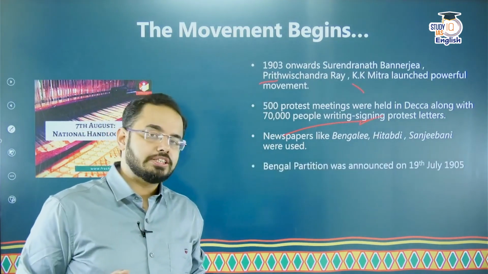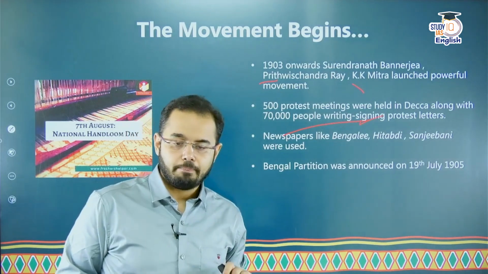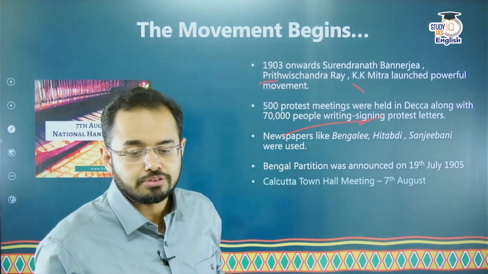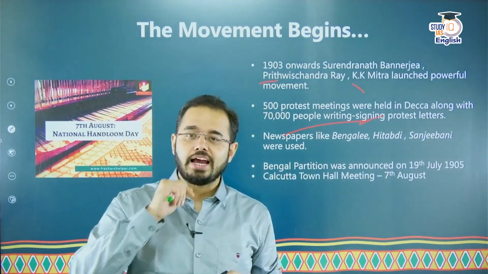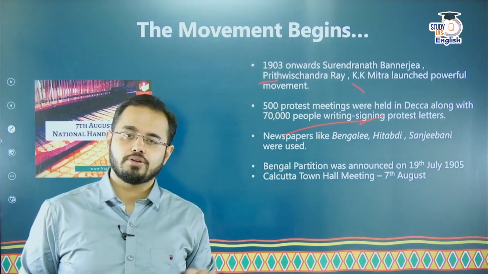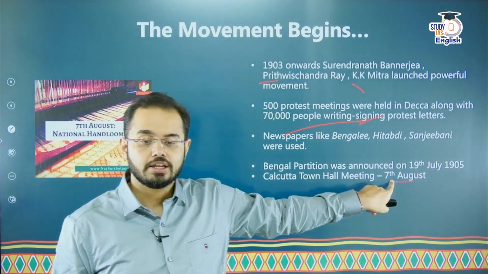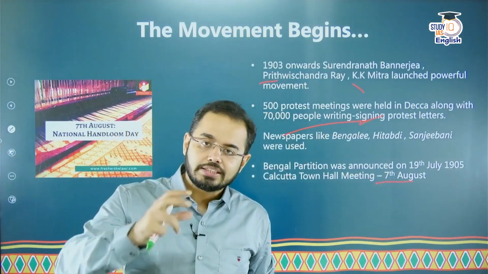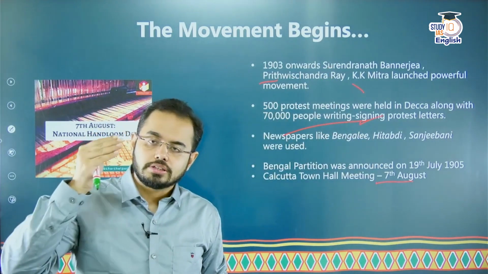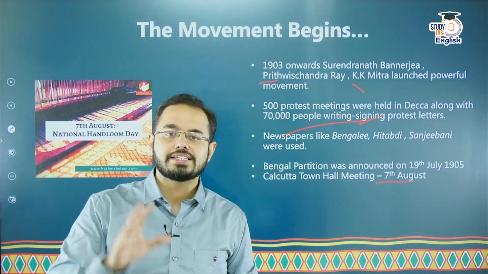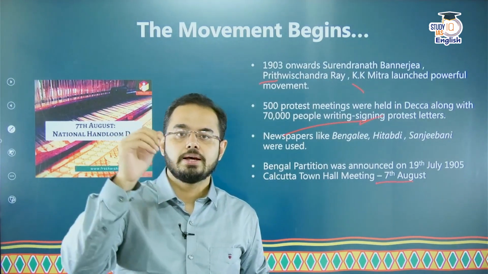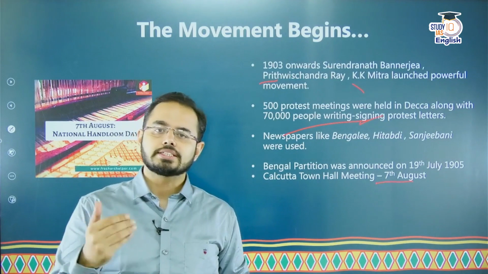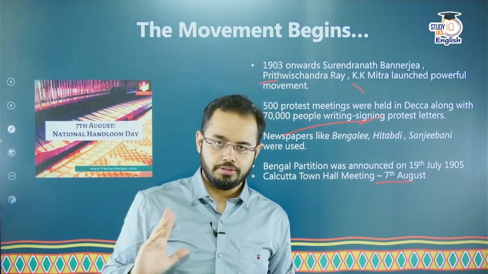Basically, Bengal partition was announced on 19th of July, 1905. And after that, there was the first Calcutta Town Hall meeting that happened on 7th of August. This meeting was taken up by Surendranath Banerjee himself. When he took this meeting on 7th of August, it was considered the first mass protest movement that started the Swadeshi Andolan.